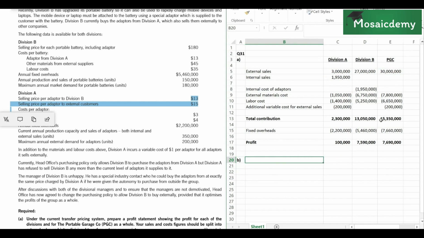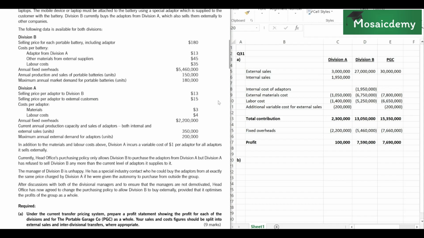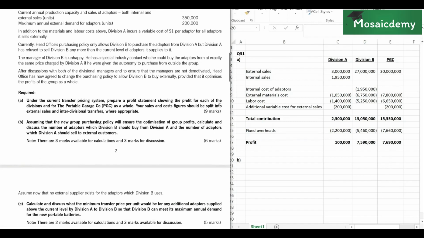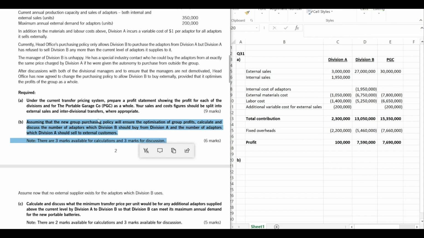Okay, so what does part B say? I'm assuming it's going to be now transfer pricing. Okay, so it says assuming the new group purchasing policy will ensure the optimization of group profits. Let's stop here. Immediately from our videos, we know if they're emphasizing group profits, optimizing those, maximizing those, we're going to have to do the analysis from the group perspective, the company perspective, which we've covered in our videos, okay? And it says calculate and discuss the number of adapters which B should buy from A and how many A should sell to external customers.